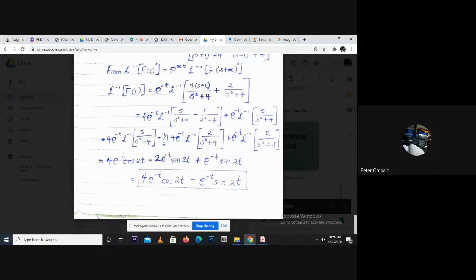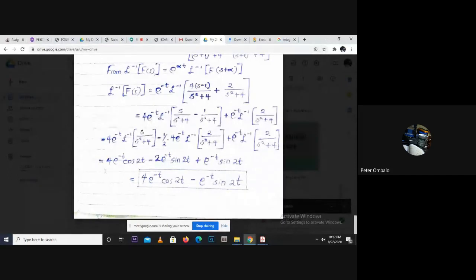minus, in some tables, you will find how to find this inverse directly. But since the inverse of sine 2t has to have a 2 here and a 2 squared here, I multiplied everything by a half and introduced the 2 here. So this becomes negative 2e to the negative t. And then the inverse of this becomes sine 2t, just like we have seen for this first part.